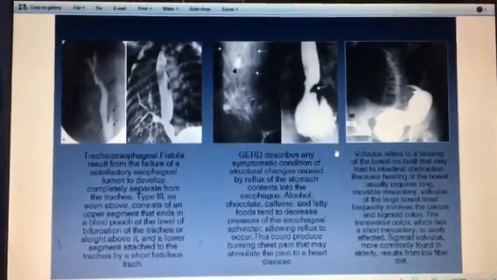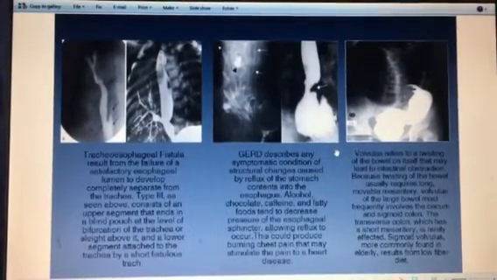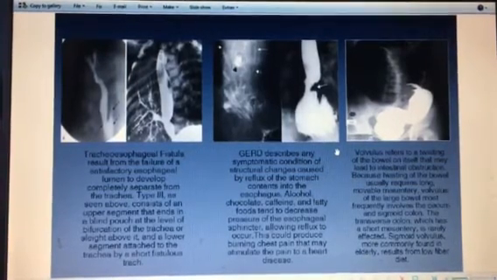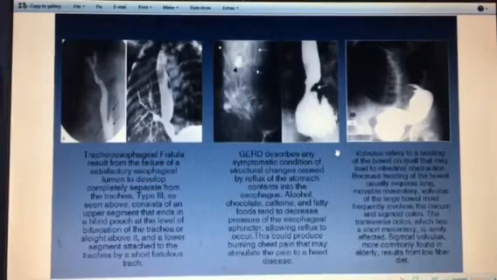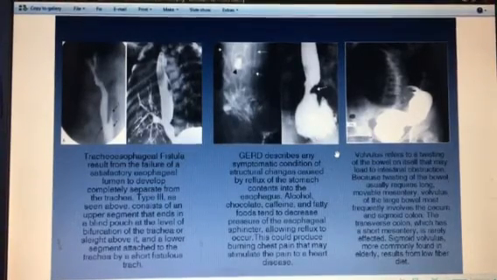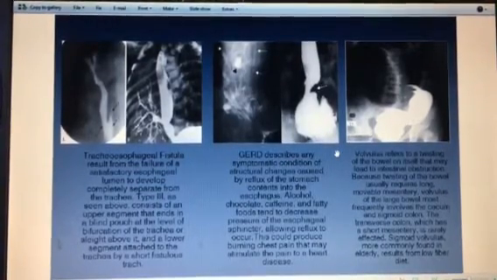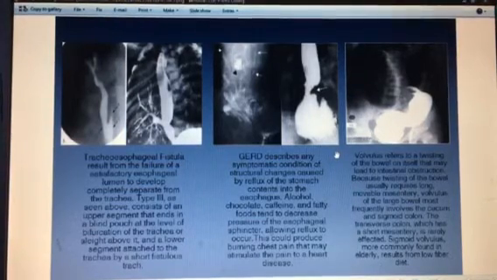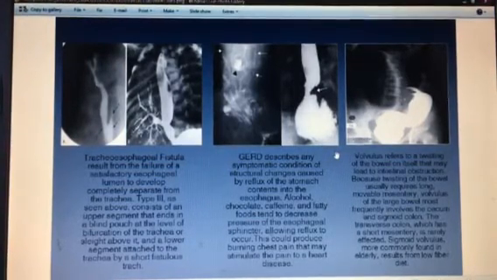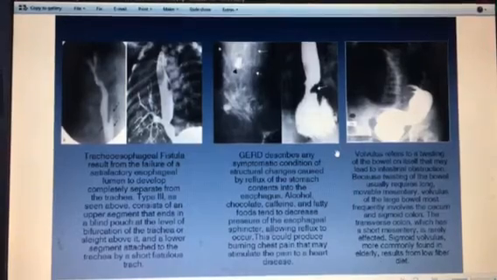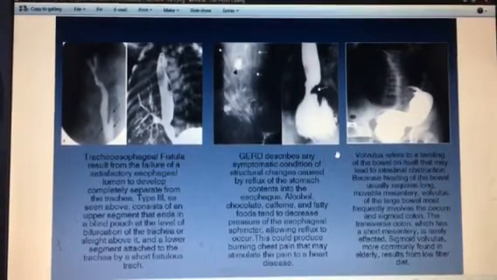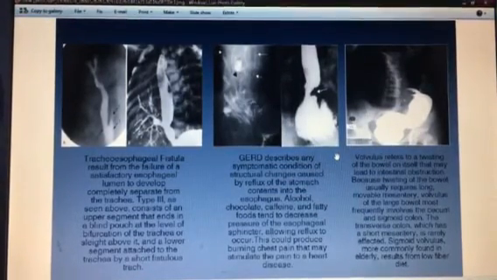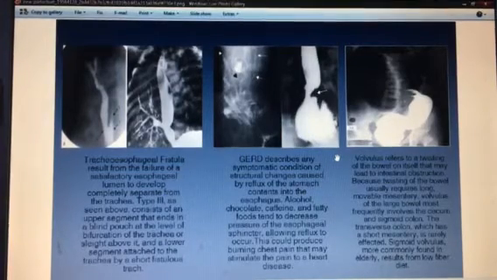Tracheoesophageal fistula is a congenital type that happens in the esophagus. Congenital means it was present at birth. Congenital tracheoesophageal fistulas result from the failure of a satisfactory esophageal lumen to develop completely separate from the trachea. The lack of development of the esophageal lumen resulting in a blind pouch describes congenital esophageal atresia. These fistulas are often associated with other congenital malformations involving the skeleton, cardiovascular system, and GI tract.